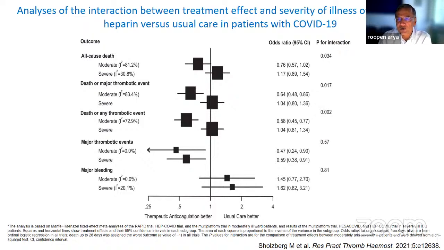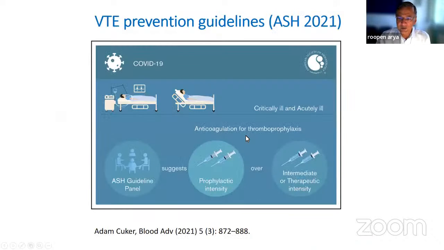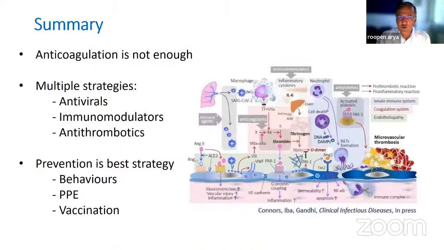So again, I think now this is all very much in the past, and there are still modern day publications looking at this, but I think the current recommendation would be for standard dose prophylaxis. So again, aspirin and antiplatelets do not improve survival, and the current guideline is to use standard dose thromboprophylaxis in hospitalized patients with COVID.